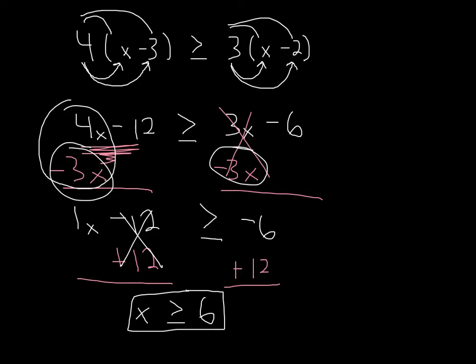and solve for x. Get common terms on common sides, and remember, whatever you do to one side of an equation, whether it's subtracting 3x from both sides or adding 12 to both sides, whatever you do to one side, you have to do to the other.